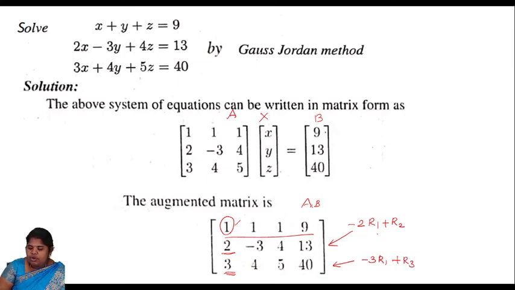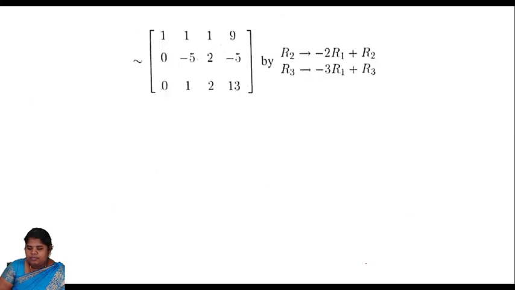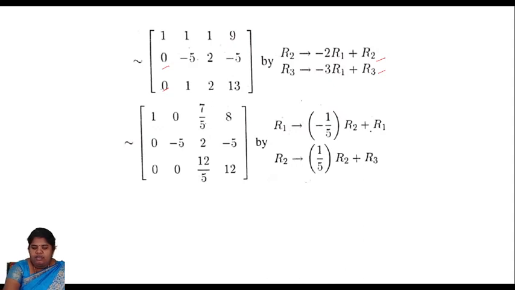So minus 2 R1 plus R2, row 2 is changed. Minus 3 R1 plus R3, row 3 is changed. So these are the elementary transformations, and we get zeros here. Now to convert the first row second element and third row second element to 0, we use minus 5. So minus 5 is our pivot element here. This element should be 1, so to get 1, we multiply by 1 by 5.